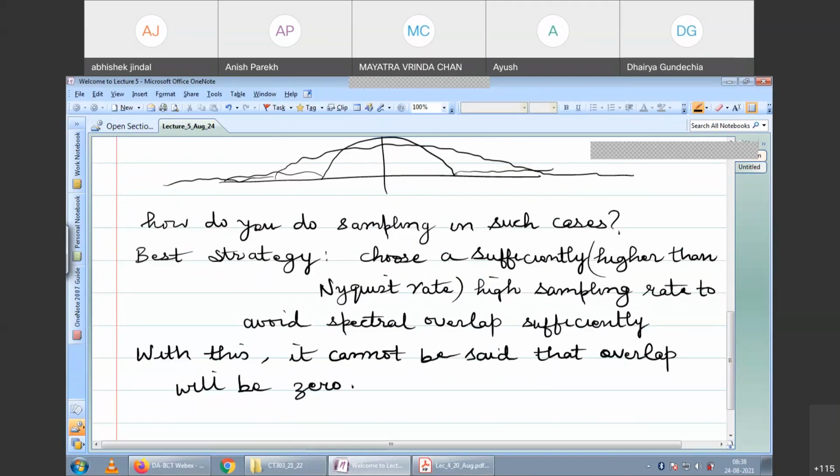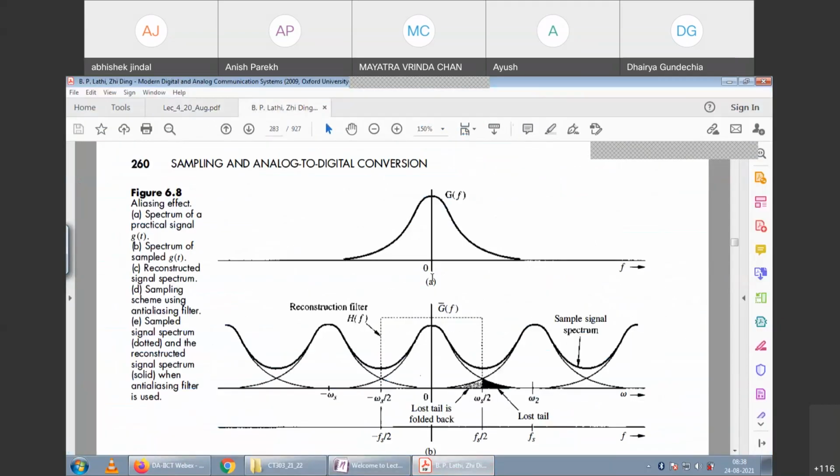Okay. So then let us see how do you study this thing. In order to see this, let us look at one figure. This is given in the BP Lathi book, page 260. You can clearly see. So let us assume that G of f is the spectrum of a time limited signal.